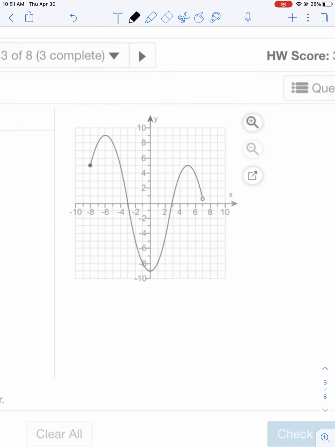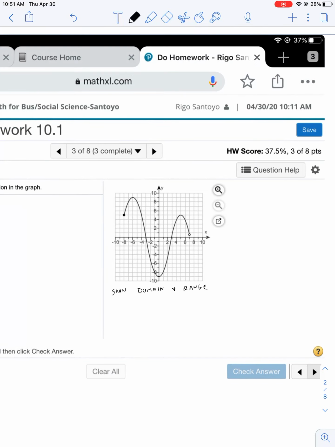What's happening here? Let's see. I don't quite know what's happening.